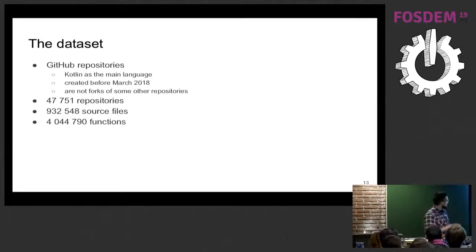We removed the duplicates, and that left us with about 4 million functions and 9,030,000 lines of code in source files. In these initial experiments, we decided to stick with functions as our analysis level. Well, that was a design choice.